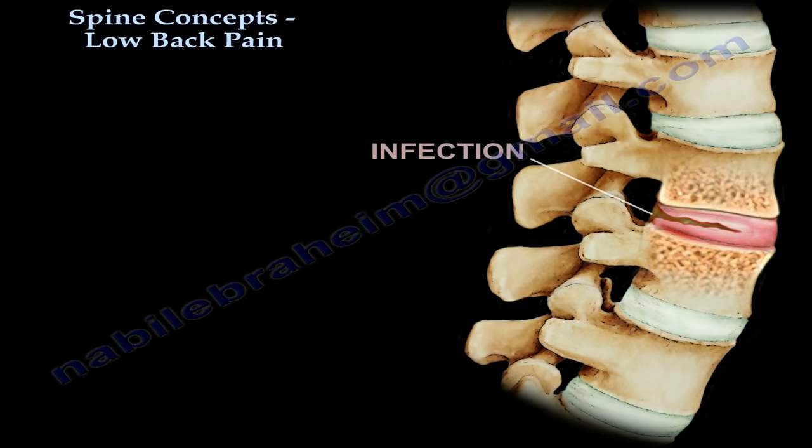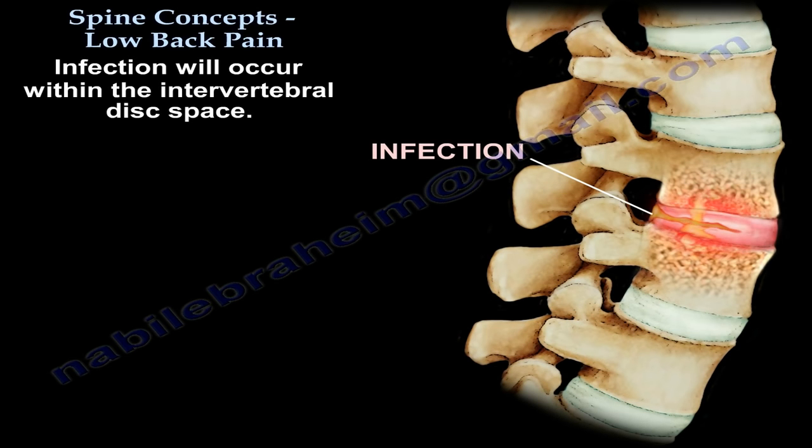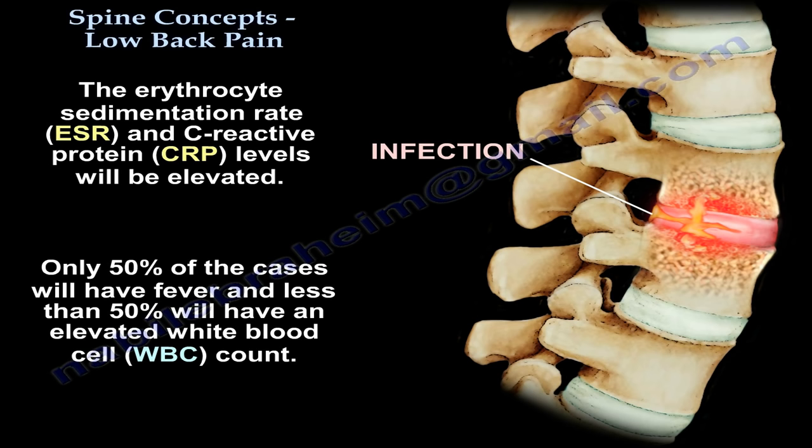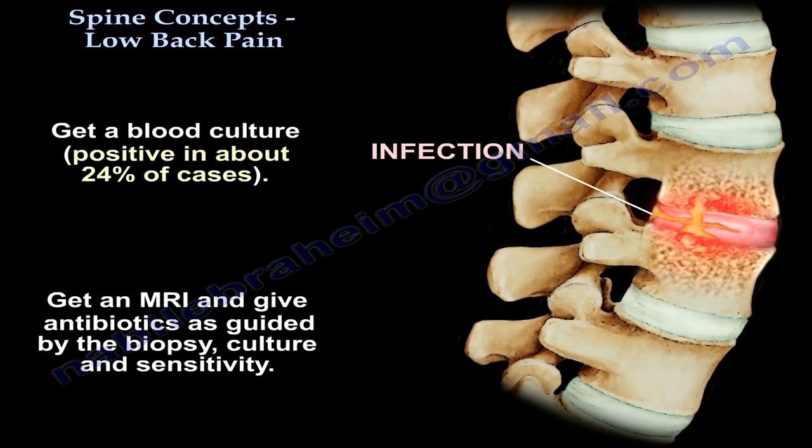How about if the patient has infection? Infection will occur in the disc space. The sedimentation rate and CRP will be elevated. Only 50% of the patients will have fever, and less than 50% will have elevated WBCs. So you will get a blood culture, which is positive in about 24%. You will get an MRI, and you will give antibiotics as guided by the biopsy and culture and sensitivity.